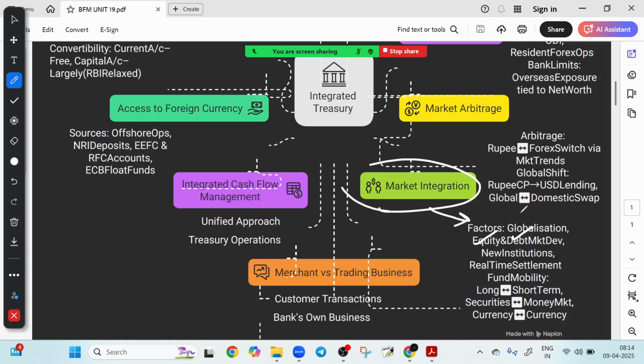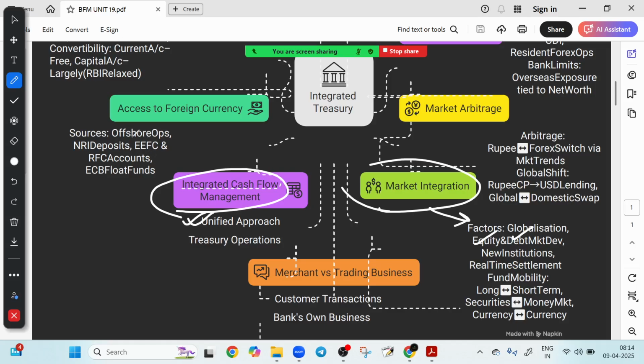That is the point. Now friends, if you look at the integrated cash flow management, as you can see here, no more silos, no more isolation. Treasury ensures a unified approach to managing the cash flow. There is a unified approach which is maintained by treasury. So funds move smoothly across functions. It's all about optimization and efficiency.